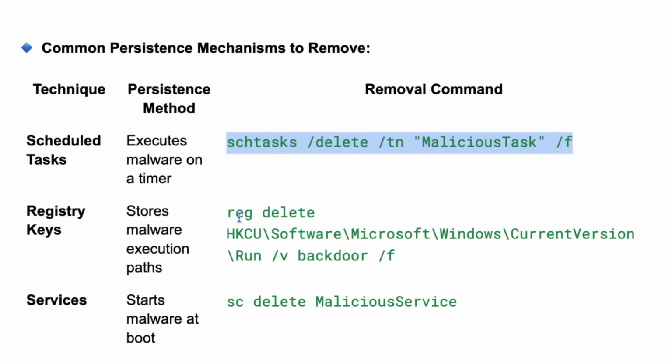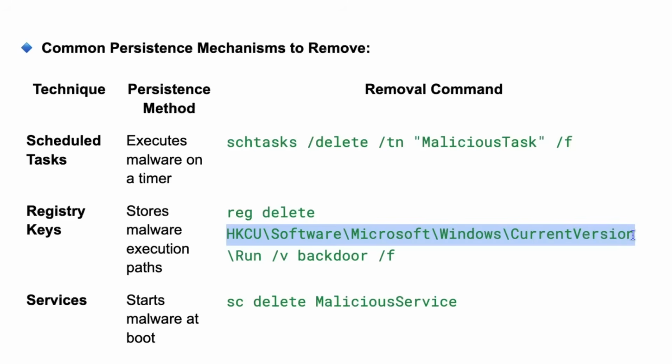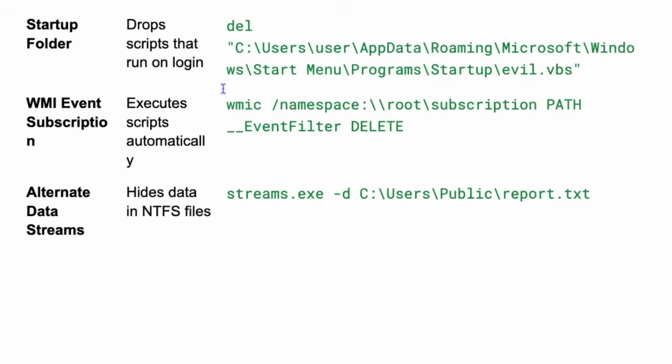If you created a registry key, instead of reg add you would do reg delete, and then the full path to what you created, and you remove whatever it was called, which is the backdoor. Again, just remove the entire thing. For services, it's sc delete and then the name of the service you previously created. Let's say you created a script in the startup folder. You need to delete that, with a very simple delete command.